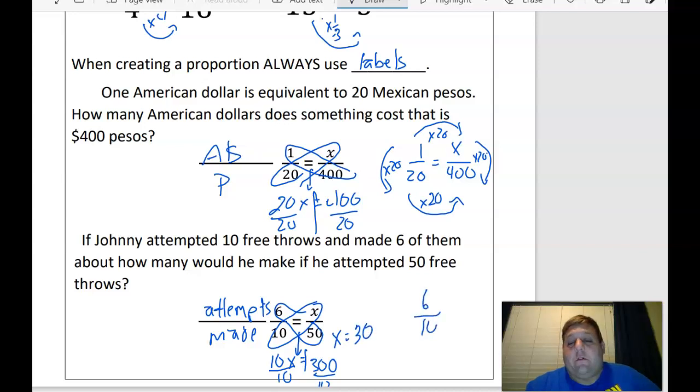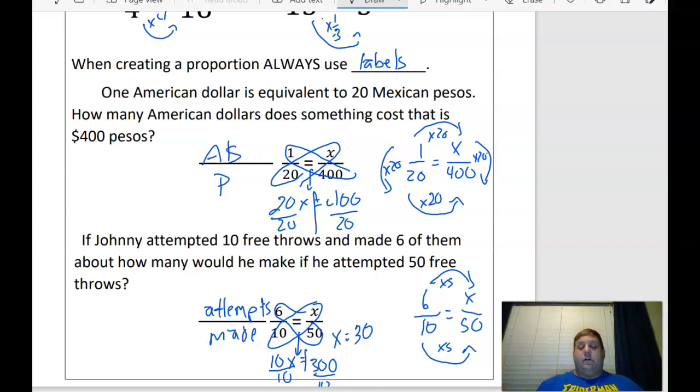We could also, it doesn't work up and down. 10 and 6 don't go into each other, so it doesn't work up and down this time. But we could go side to side. 10 times 5 is 50. 6 times 5 is 30.